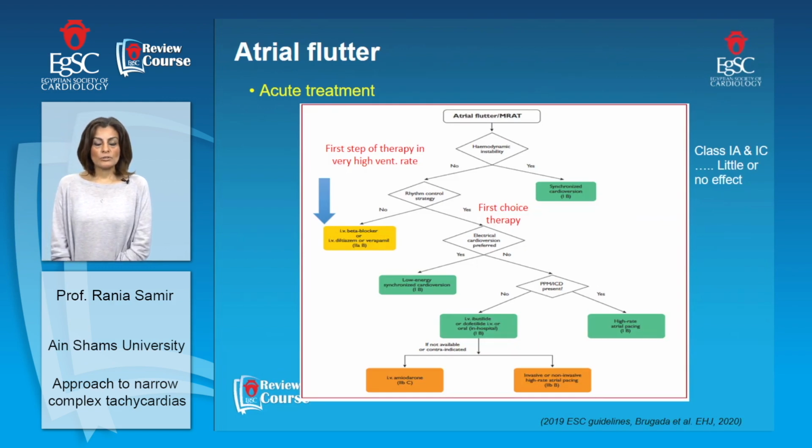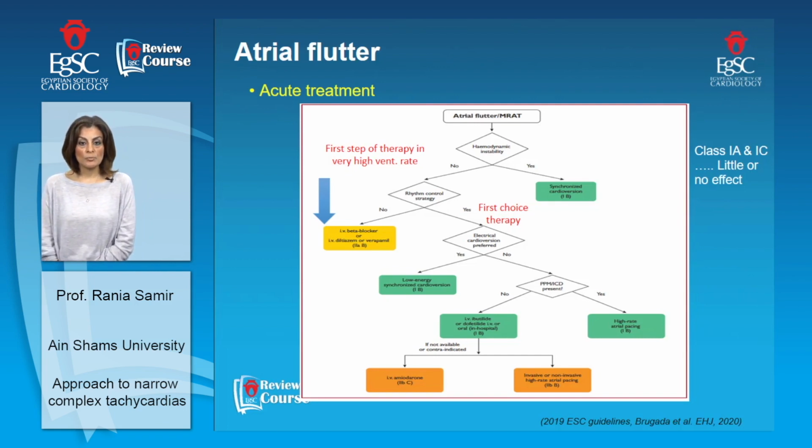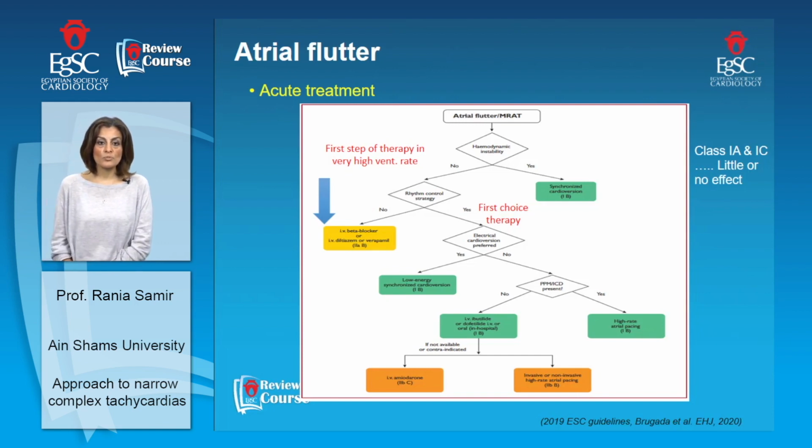As regards acute management of atrial flutter, if you have a patient with atrial flutter, macro-reentrant atrial tachycardia, whether it's tricuspid dependent or atypical atrial flutter, acute management also depends on the hemodynamic stability of the patient. If the patient is hemodynamically unstable, you go directly into synchronized DC shock. The patient has to go back to sinus rhythm as soon as possible.